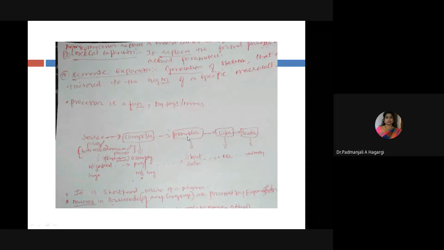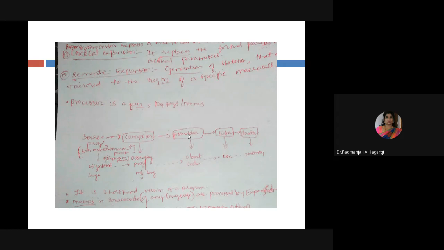The assembler does pass one and pass two. During pass one, it produces the intermediate code, and this intermediate code is given to pass two for generation of the object code.